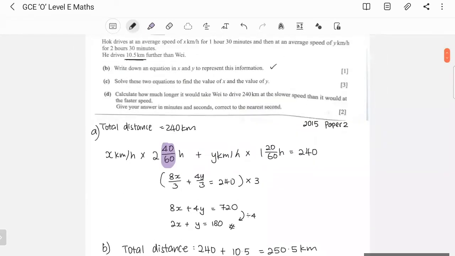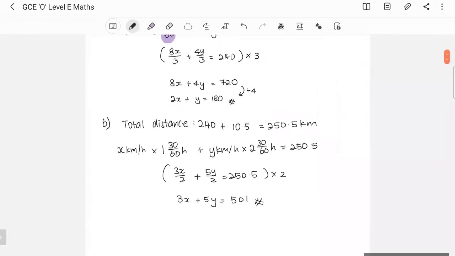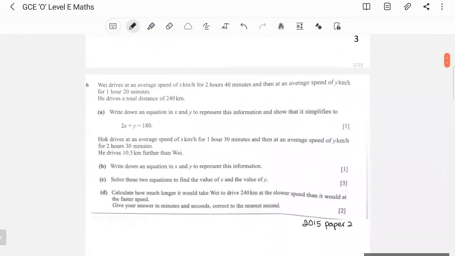Okay. So now I want to solve for part C. Solve these two equations to find the value of x and y. So this is just a simultaneous equation. So let's do it here.